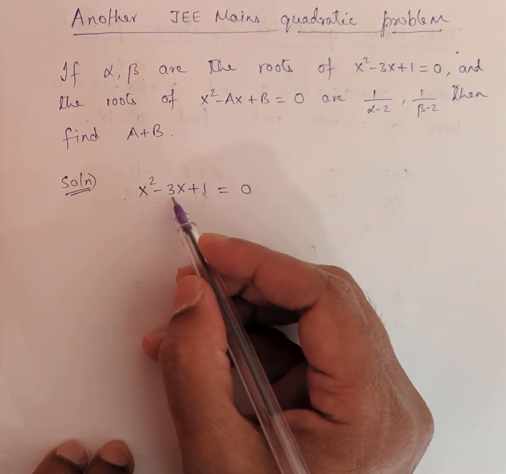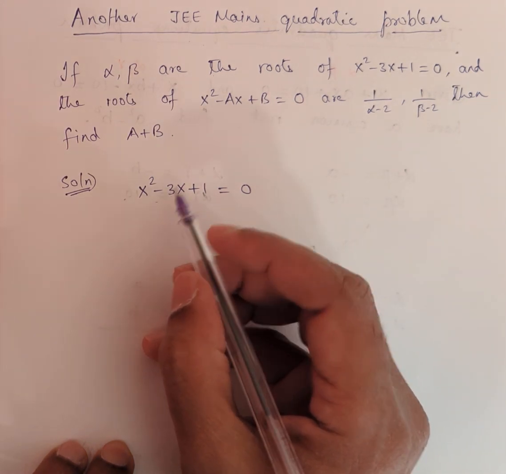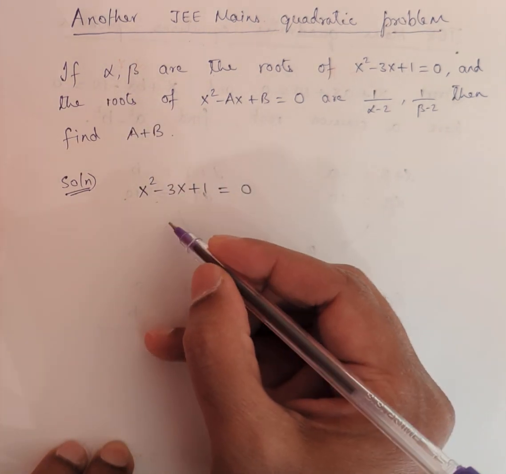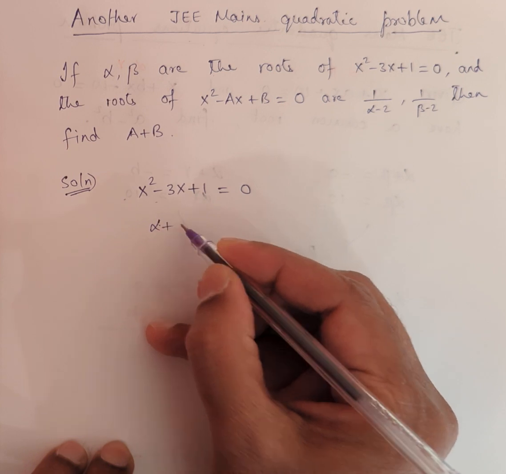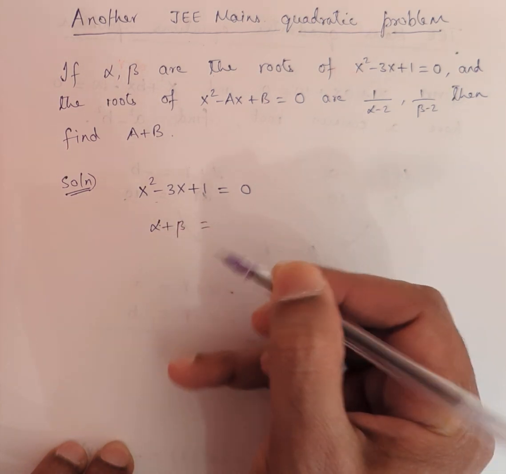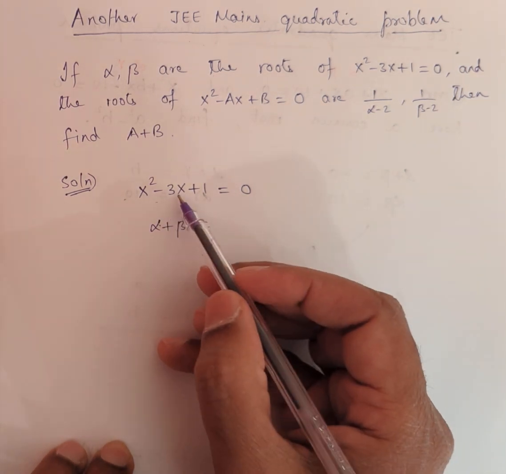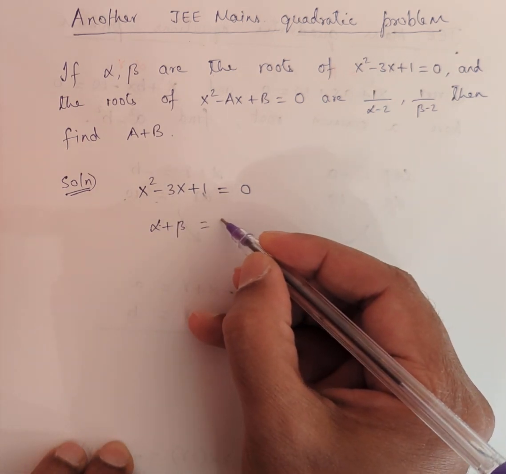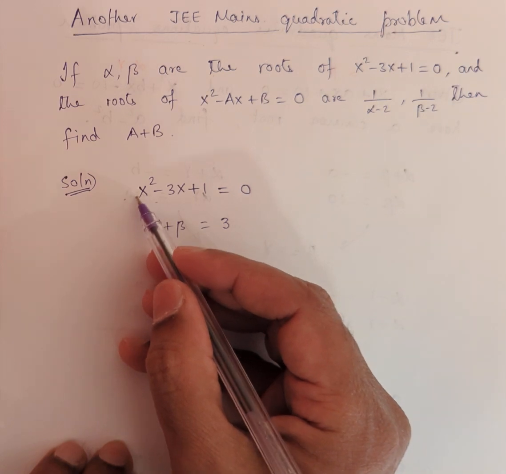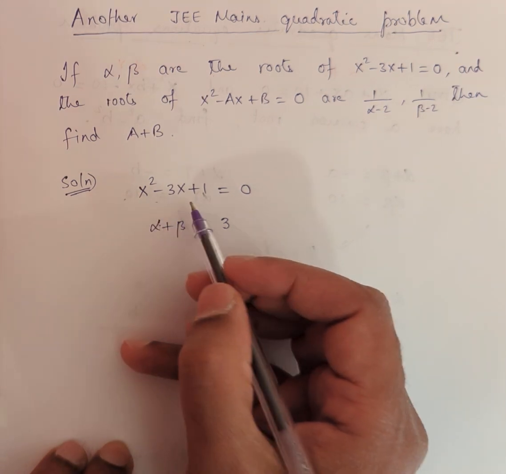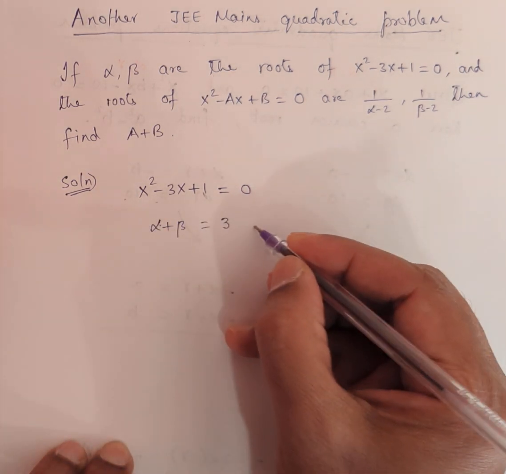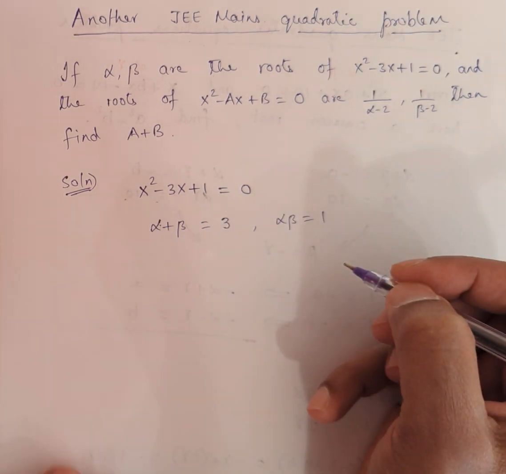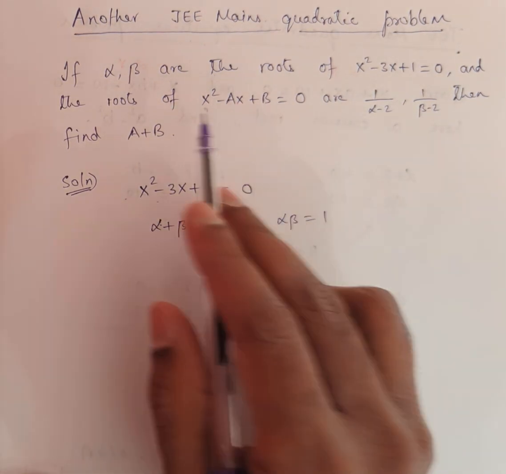Now, this is what we want to keep in mind. When they say alpha and beta are the roots, and if they give you the quadratic equation, then you can write down the sum and the product from Vieta's. The coefficient of x is negative 3. That means the sum would be positive 3, because the coefficient of x square is 1. And similarly, the product of the roots is simply the constant term. So that's what I have.